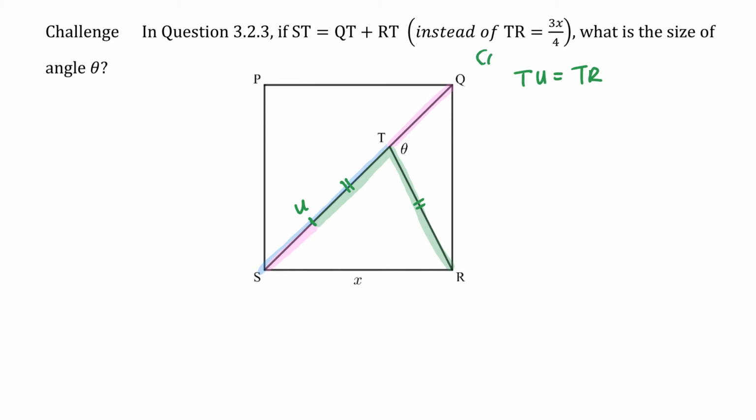And so I'm doing constructions. And I'm going to join UR. So there you go. That's joined. Now remember, the purpose of this question is I want to work out what is the size of theta. Now at the moment, I have an isosceles triangle TUR. So I know the angles opposite equal sides will be equal, but I need a bit more. Let's look at the two triangles on the outside. Remember that SU is equal to QT because ST is made up of those two lengths.